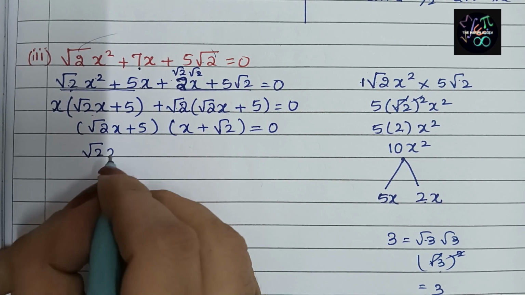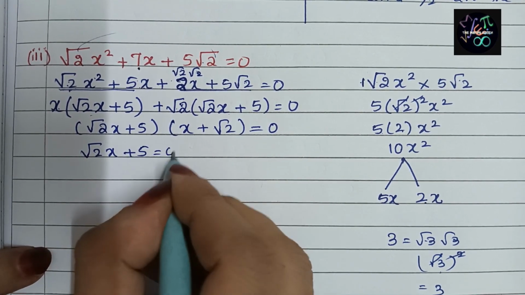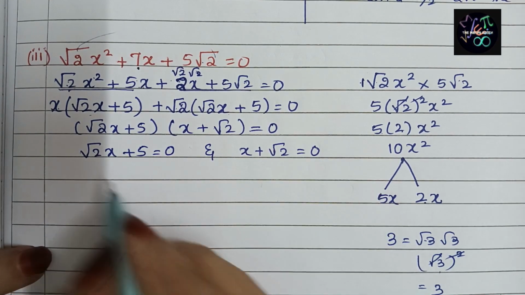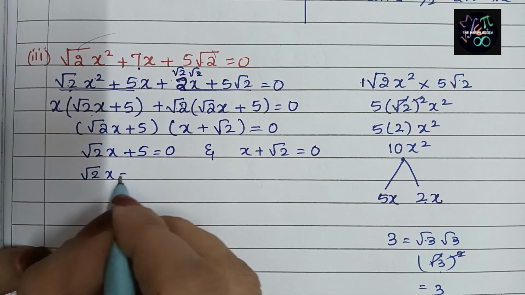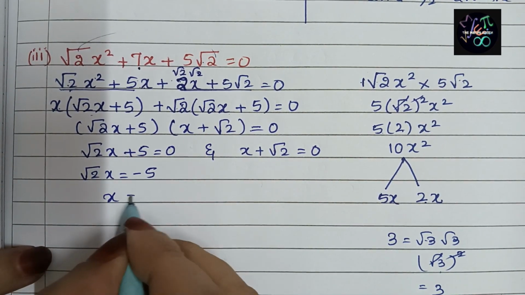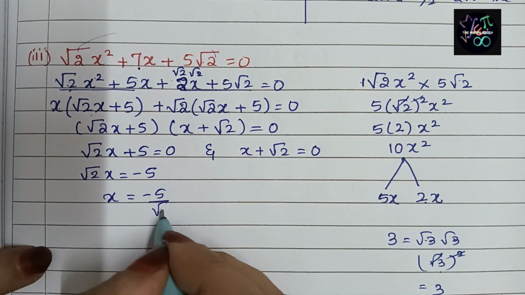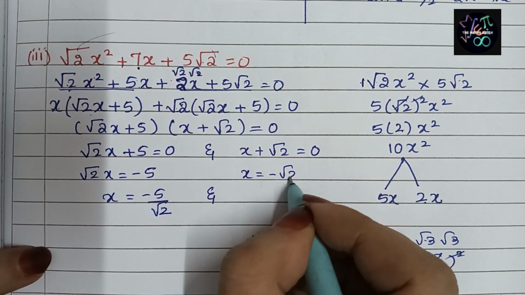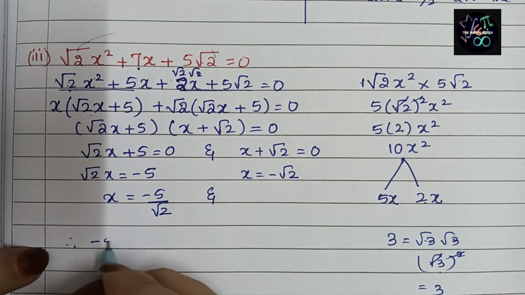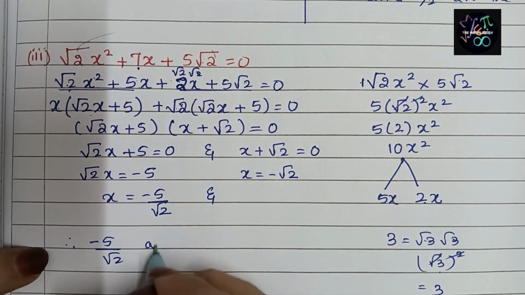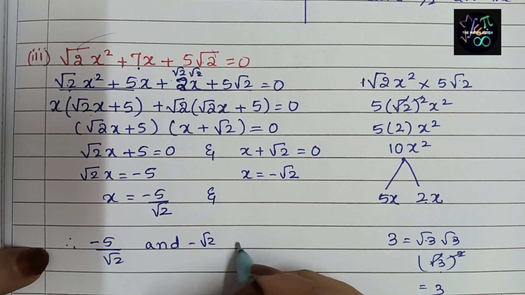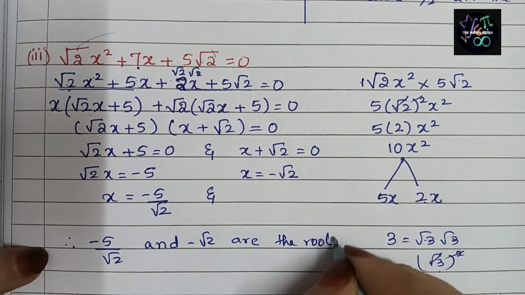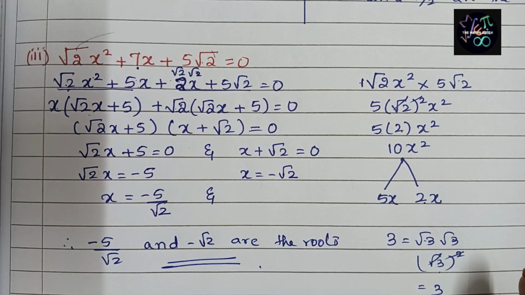Root 2x plus 5 equal to 0 and x plus root 2 equal to 0. Root 2x is equals to minus 5. X is equals to minus 5 by root 2. One value. And x is equals to minus root 2. So therefore minus 5 by root 2 and minus root 2 are the roots of the given quadratic equation. Let us see the next question.